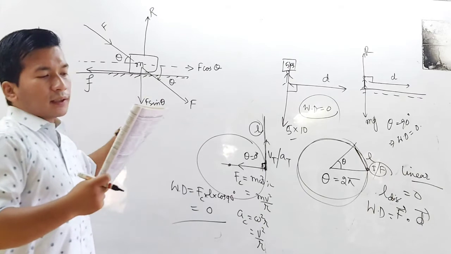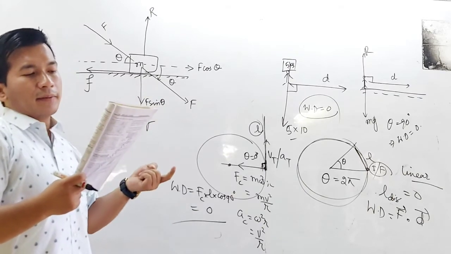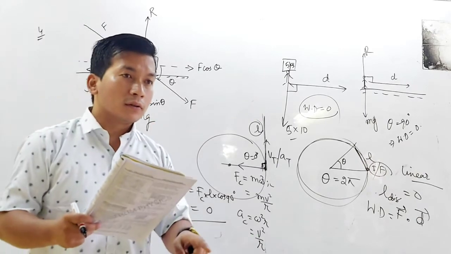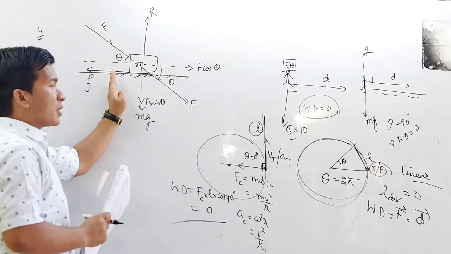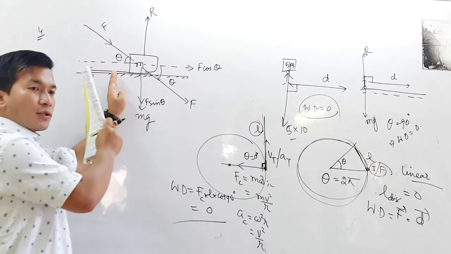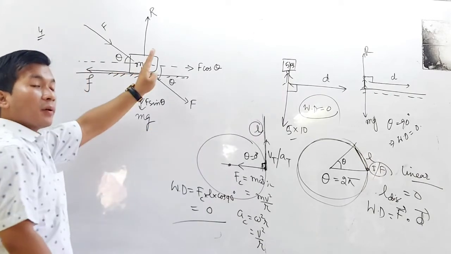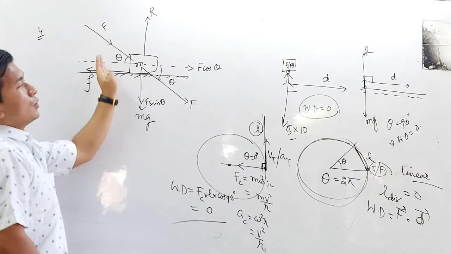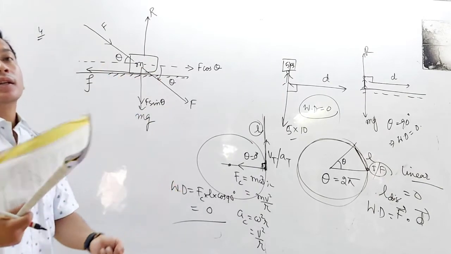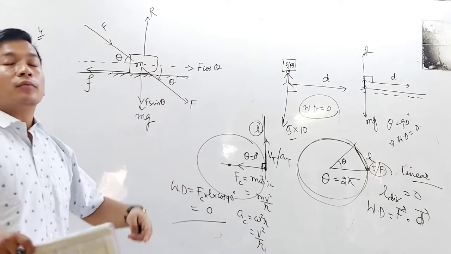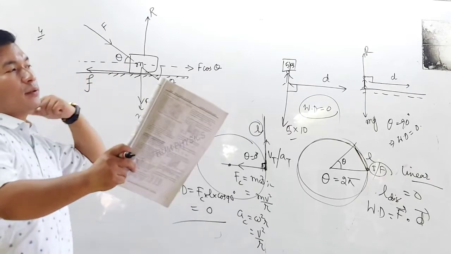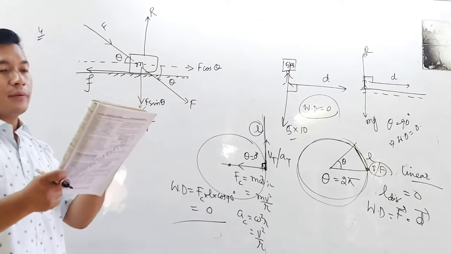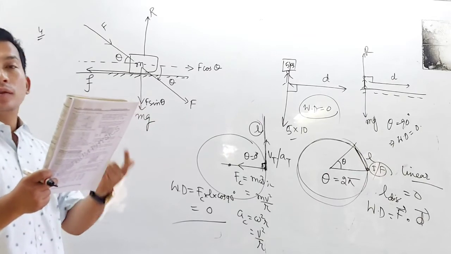What is the work done that is produced by the friction? Friction produced, it should be minus. The displacement is to the right, and what about the direction of the friction? The direction of friction is to the left, so altogether it will generate 180 degrees, and work done for opposite direction will be negative. Our answer should begin with a minus sign.